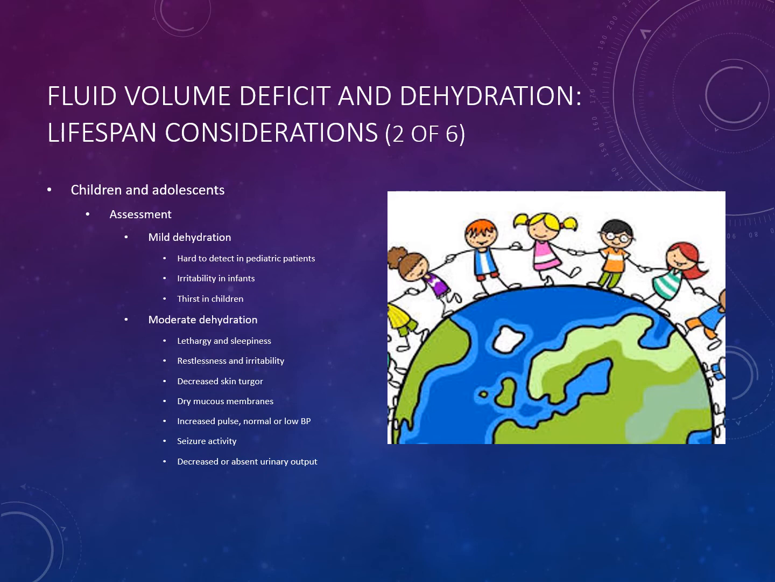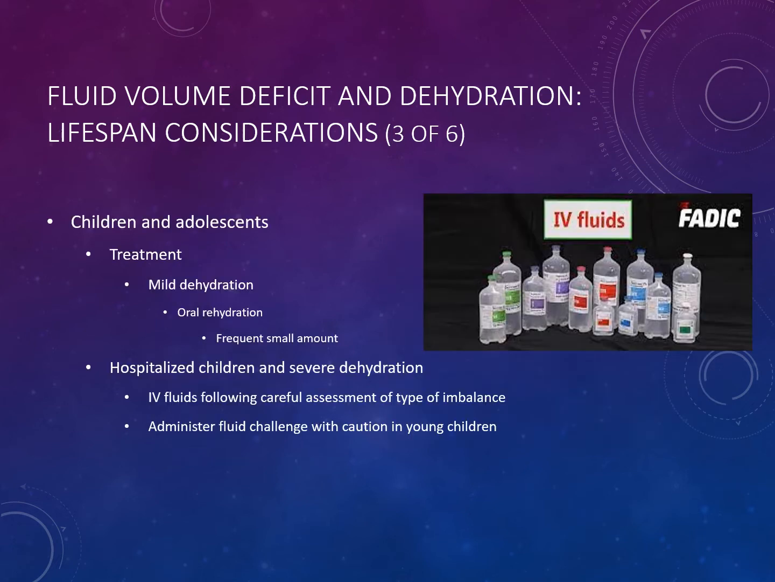With children and adolescents, mild dehydration is hard to detect in the pediatric patient. They may just be irritable and crying a lot, and thirst in children. Moderate dehydration, you're going to see lethargy, sleeplessness, restlessness. They're irritable, crying, poor skin turgor, dry mucous membranes, increased pulse, tachycardia, hypotension, seizure activity because of the irritability to the muscles, and decreased or absent urinary output.